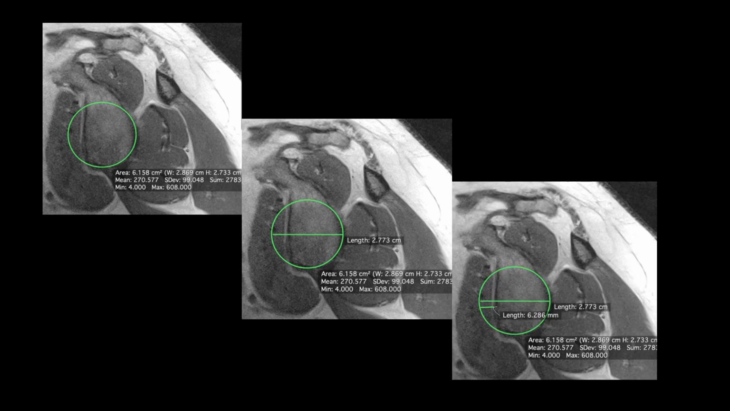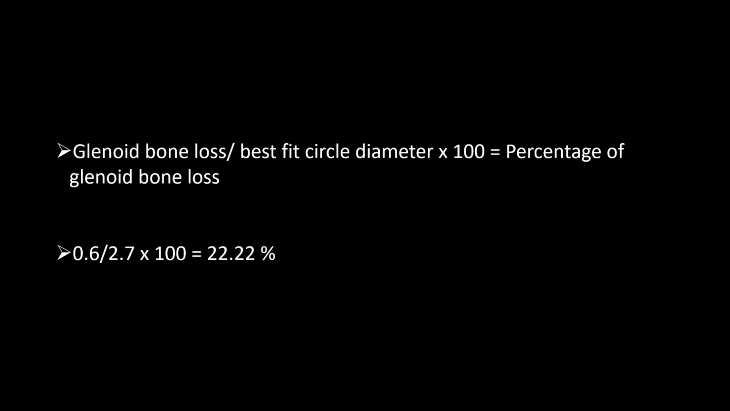Then we measure the glenoid bone loss by drawing a line from the anterior margin of the circle to the anterior margin of the injured glenoid. Now this glenoid bone loss divided by the best fit circle diameter multiplied by 100 gives a percentage of the glenoid bone loss, which in our case is 22%. So what significance does this percentage of glenoid bone loss have?